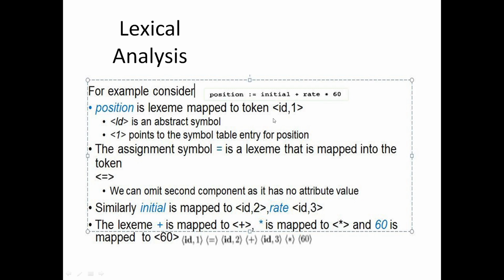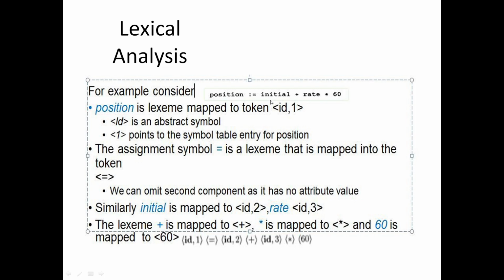A token contains 2 parts: one is the token name and the second one is an attribute value. Here the token name is identifier and the attribute value is 1. This 1 is used to refer to the symbol table, so 1 points to the symbol table entry for position. Then the second token is the assignment symbol, that is equal, which is mapped to the equal symbol.